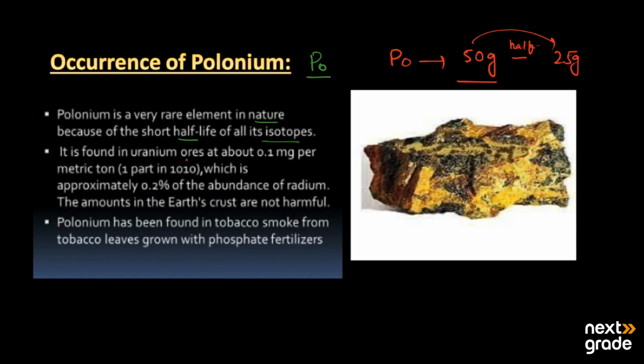It is found in uranium ores at about 0.1 milligram per metric ton, or we can say 1 part in 10 ton, which is approximately 0.2% of the abundance of radium.